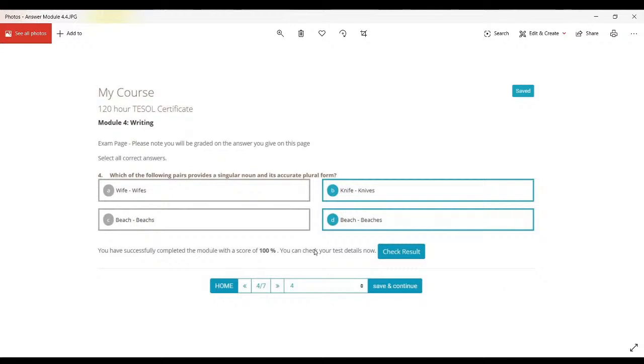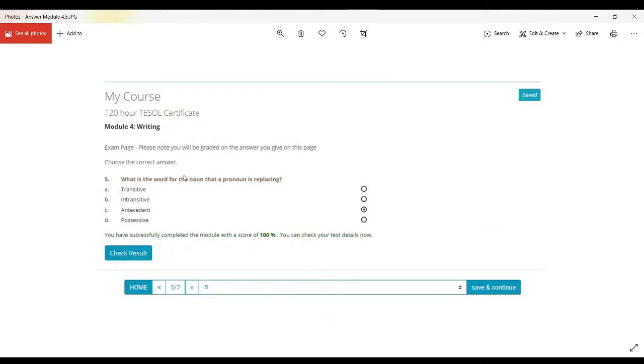Question number 4. Which of the following pairs provides a singular noun and its accurate plural form? Obviously, we know the answer already. Letter B, knife, knives. Dun sa rules na pinag-aralan natin kanina. Kapag FE, if it ends with FE, then we will replace it with V, plus we will add ES. So, knife becomes knives. And beach, the ch, we will add ES, beaches. Bench, benches. Check result, save and continue.